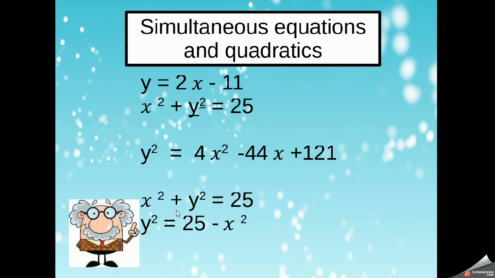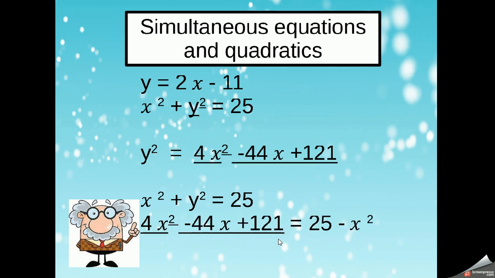But before I do that, I'm going to rearrange it so that this equation also has just y squared on one side. I could plonk this in straight away and have x squared is equal to this, but I've just rearranged it first. And now I can substitute it, so the y squared is swapped for all this value here. I've taken the y squared out and put this in. So now I've got 4x squared minus 44x plus 121 is equal to 25 minus x squared.